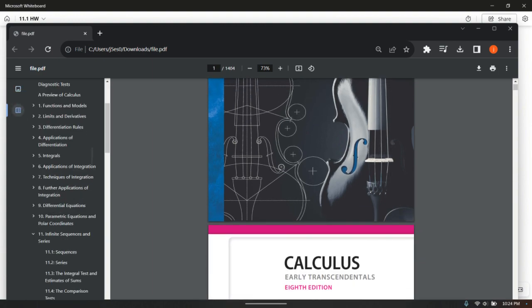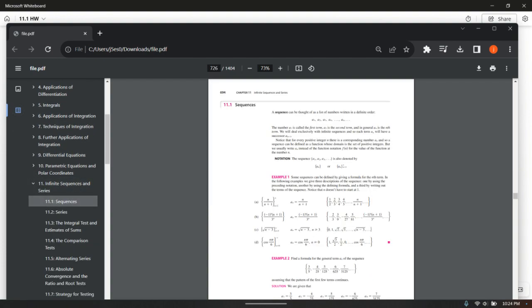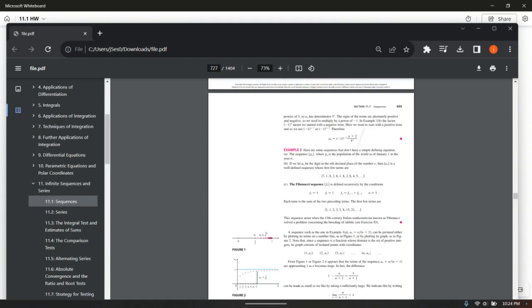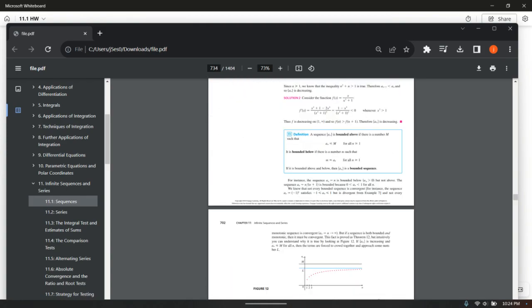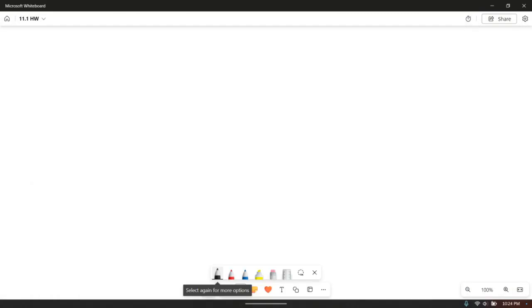So let's see, James Stewart calculus textbook, early transcendentals. So we are on 11.1, which is all about sequences. I'm just going to be doing some of the homework, and this should save as a VOD in case anyone needs to come back here. So 11.1, sequences. What are sequences?